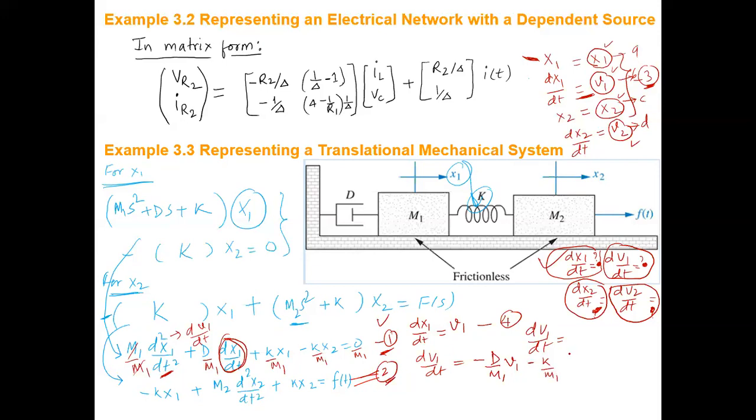Then x2 is one of them. Good. So x2, we don't need to change. So what else? Oh, did I miss something? I think I did. This guy, I missed this guy. Oh, this is plus, actually.